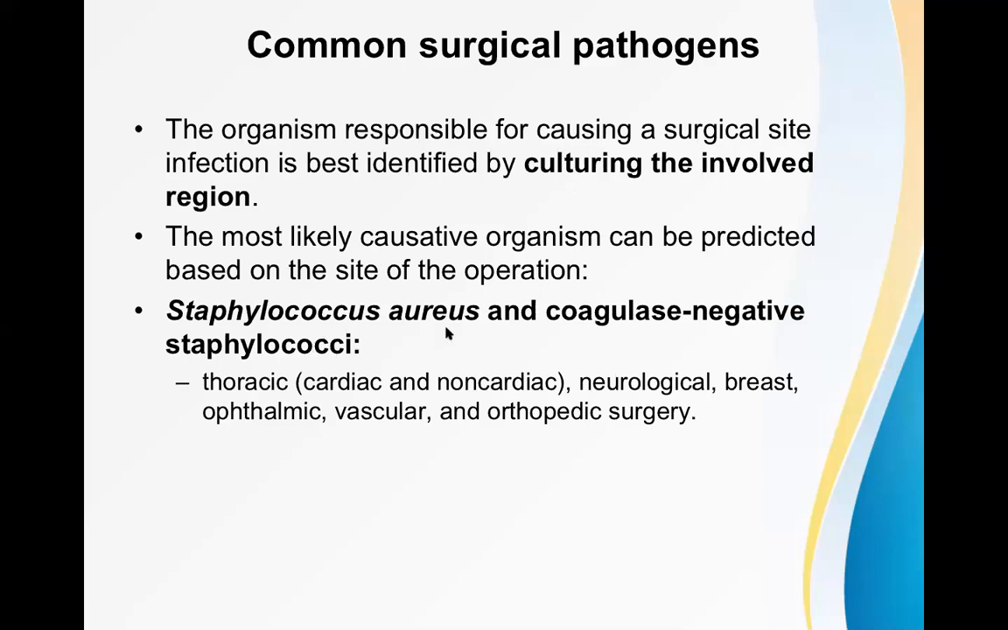Staph aureus and coagulase negative staphylococci. Like Staph epidermidis is the perfect example. Staph aureus is coagulase positive. Okay, Staph epidermidis is coagulase negative. Now, in this type of surgery, there is a high chance of contamination of that wound by this surgical pathogen: thoracic, cardiac and non-cardiac operation, neurological, breast, ophthalmic, vascular, and orthopedic surgery. Remember, these are commensals present on the skin. They are already present there, okay? So somehow if they enter into the wound, they may cause the infection.